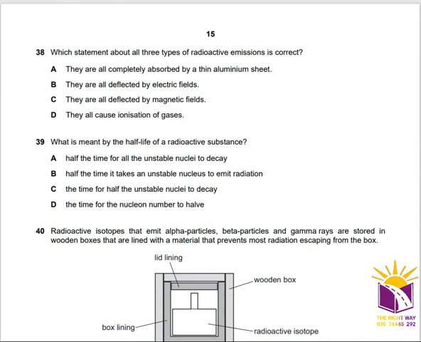Question number 38. Which statement about all three types of radiation emission is correct? They are all completely absorbed by a thin aluminum sheet. No, gammas are not absorbed by thin aluminum sheet. They are all deflected by electric field. No, gamma is not deflected by the electric field. They are all deflected by the magnetic field. No, gamma is not deflected by the magnetic field. They all cause ionization of gases. Yes, this statement is correct.